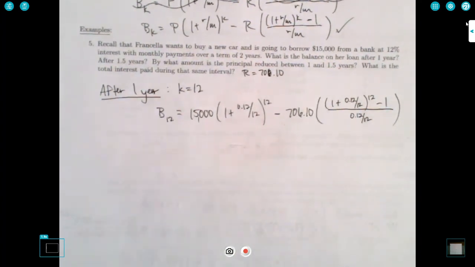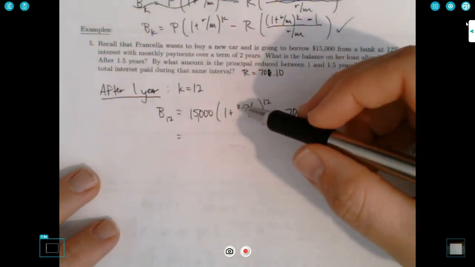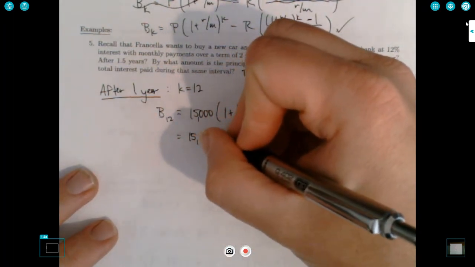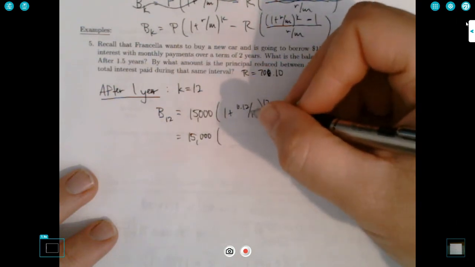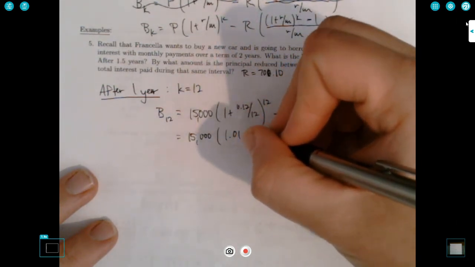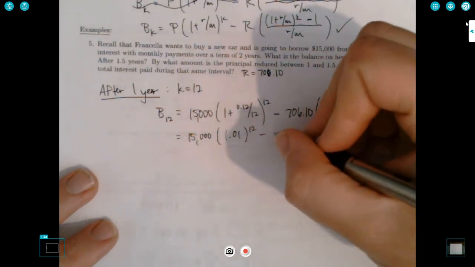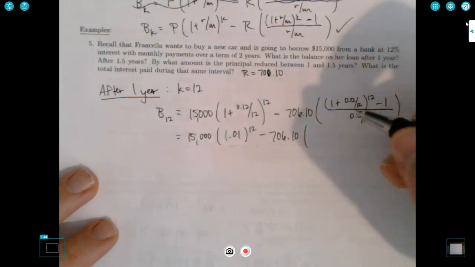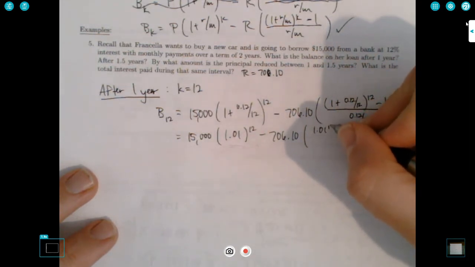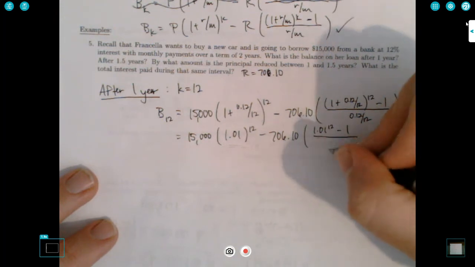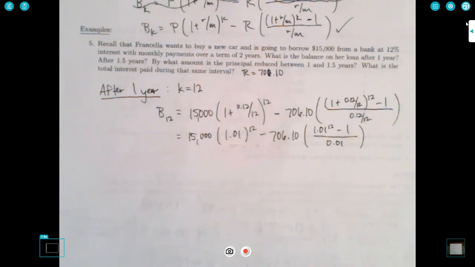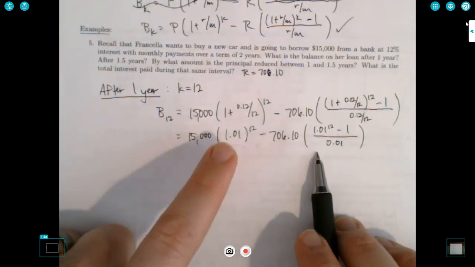I don't know about you, but I don't trust myself to punch all that into my calculator at once. But here's what I can do. I know that 0.12 divided by 12 is 0.01, right? So I'm going to call this 15,000 times 0.01 plus 1 is 1.01 to the 12th, minus $706.10 times, again, 0.01 plus 1 is 1.01 to the 12th, minus 1 over 0.01, right? 0.12 divided by 12 is 0.01. That's a little nicer. And then I can do each of these pieces individually, right?